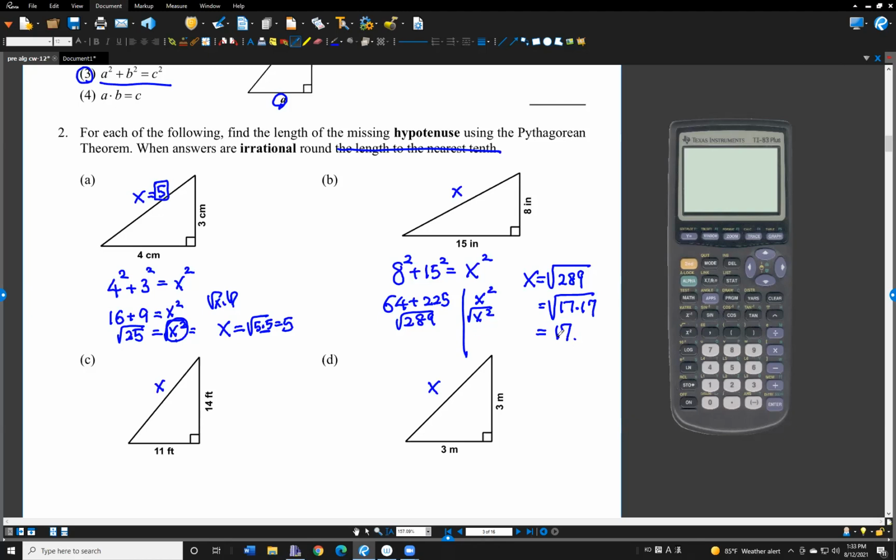X squared equals 8 squared plus 15 squared. 8 squared is 64 and 15 squared is 225. The sum of these numbers is 289. So that is the value of x squared. When you take the square root, square root of 289 is 17 times 17, okay? That's why I suggest you memorize 289 is 17 squared. So x is 17. That's the answer.